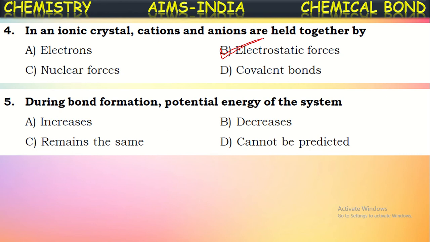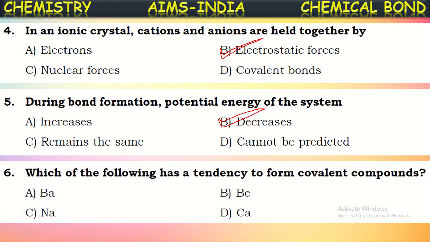That's the main purpose of bond formation. Atoms in the form of molecules or crystals will tend toward least energy and more stability. Thus we can say that during bond formation, the potential energy of the system decreases. Energy is lost.